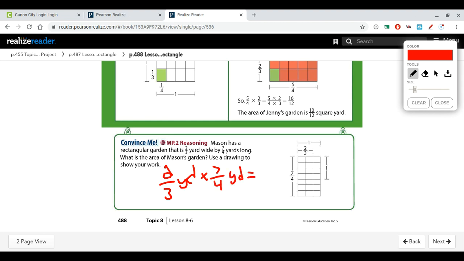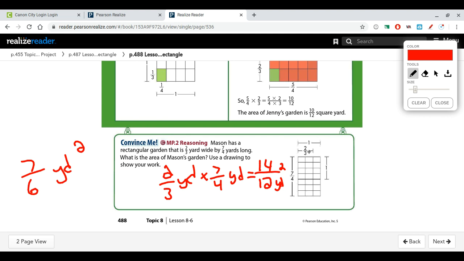And when I do that, I end up with 14/12 yards squared. And I can simplify that. So when I simplify that, I'm going to end up with 7/6 yards squared. Okay, so I need to show what that looks like.